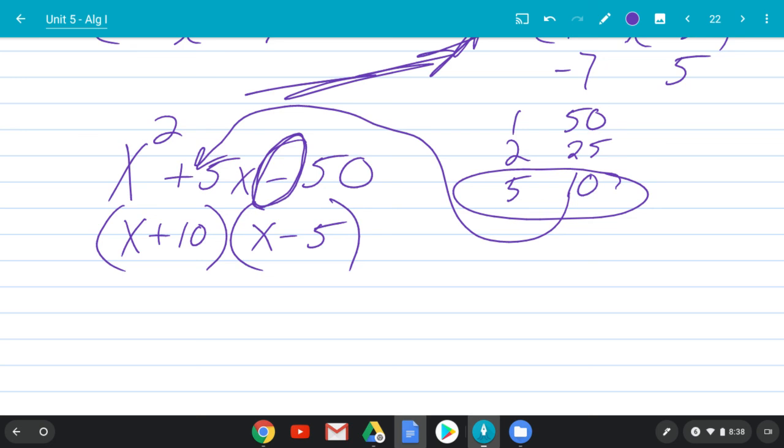Questions? That is factoring at its simplest form. Okay? Got a page for you. I'm going to have you try it tonight for homework.